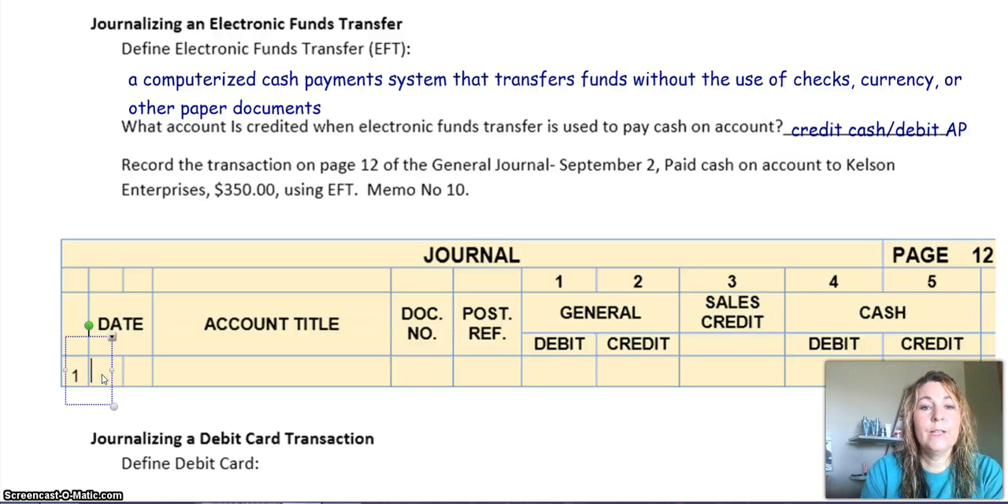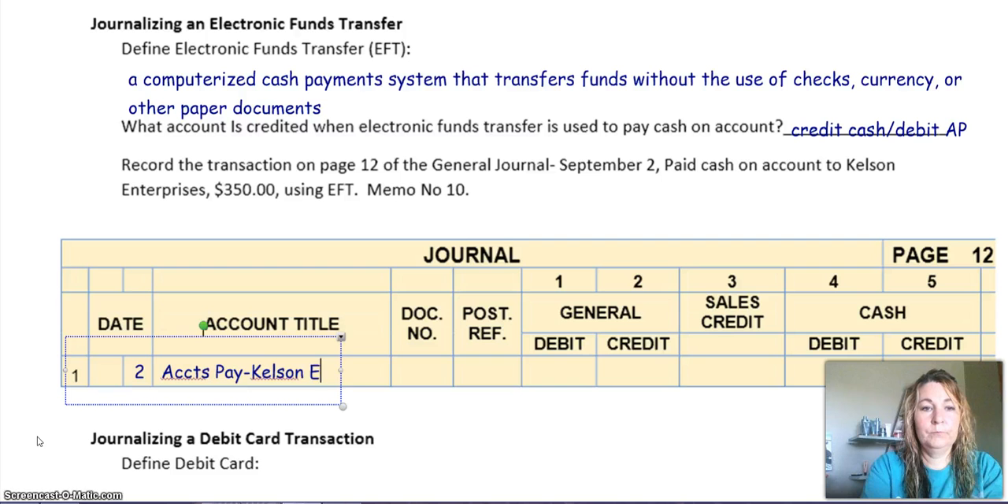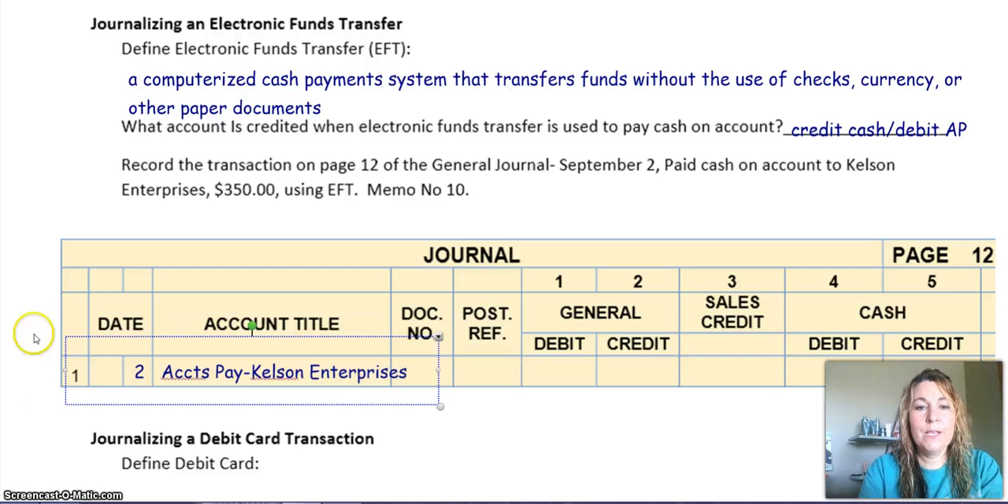It says record the transaction on page 12 of the General Journal. This is for September the 2nd. And we paid cash on account to Kelson Enterprises of $350 using EFT, or electronic fund transfer. So I'm going to go ahead here and put the accounts payable dash Kelson Enterprises. Okay, document number, because we don't have a check, we have to do a memorandum. So it's memorandum number 10, so M10.